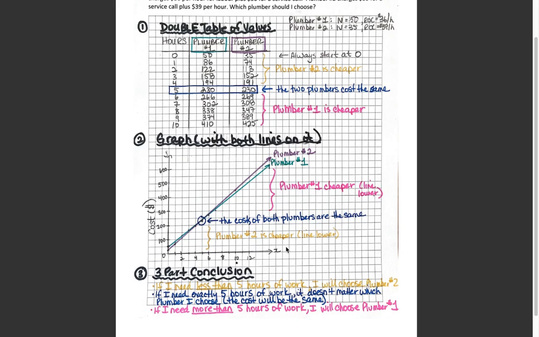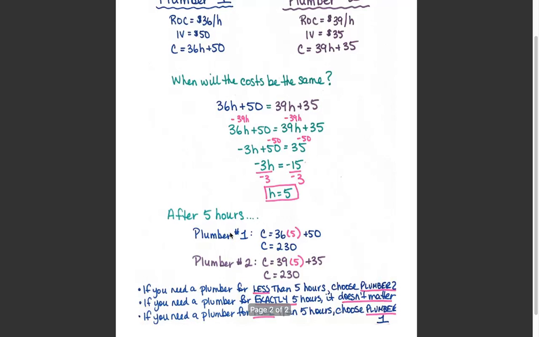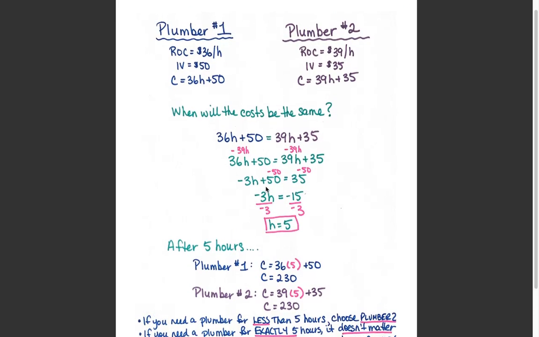So what we can do now is take this same scenario and solve it algebraically. The first thing that we would need to do is create our two linear relationships. So for plumber 1, the rate of change was $36 per hour. The initial value is 50. So I know that the cost would be equal to 36H plus 50. So that's where we had our y equals the rate of change times your x plus your initial value.